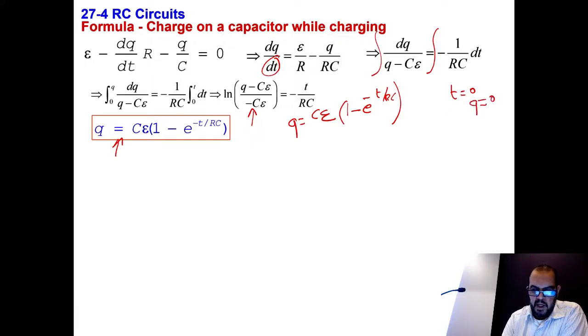Now, we also said at t equal to infinity, the current is going to be 0. So let's determine the current. The current, remember, is dQ/dt.